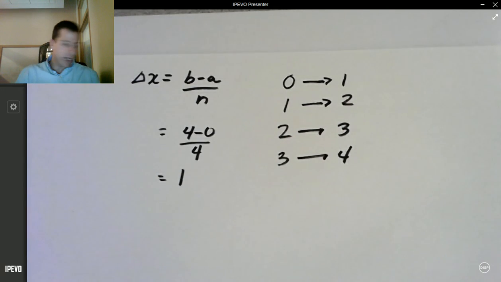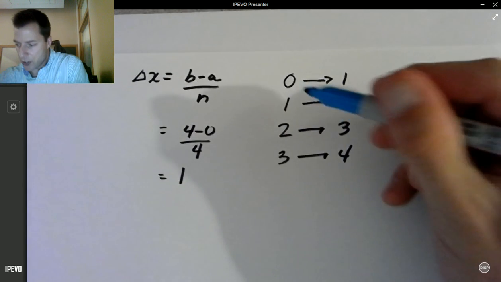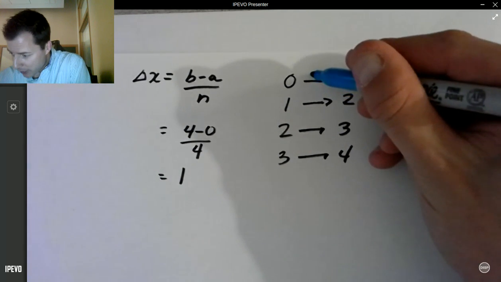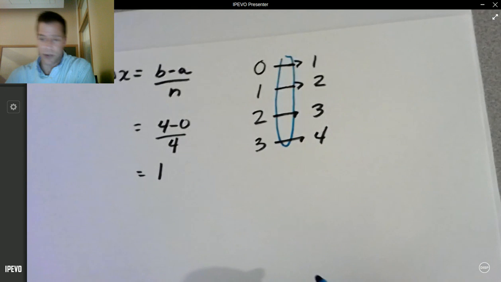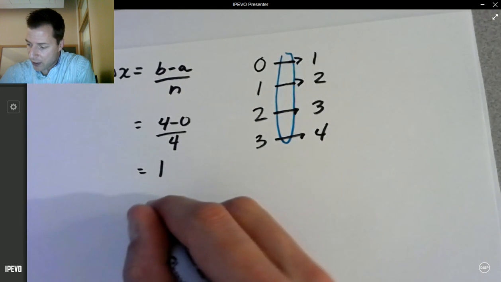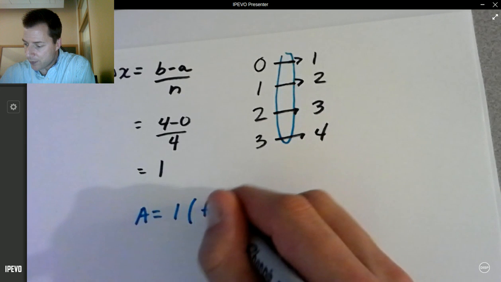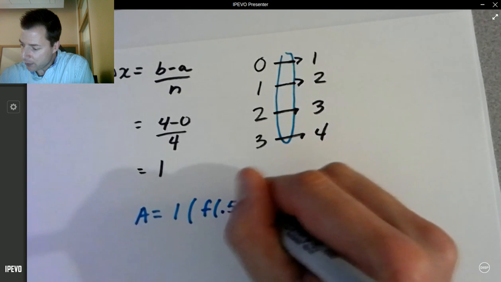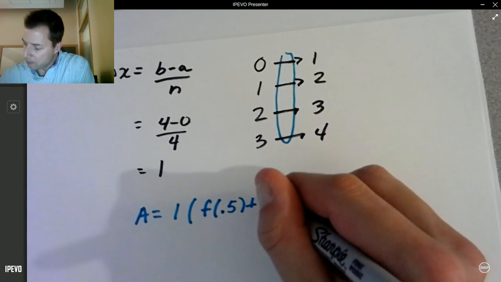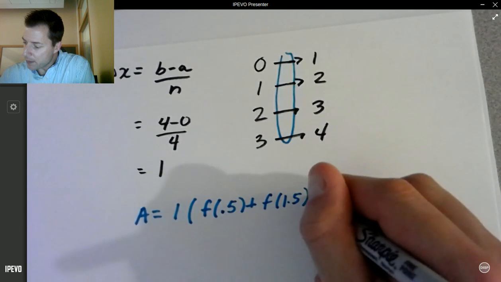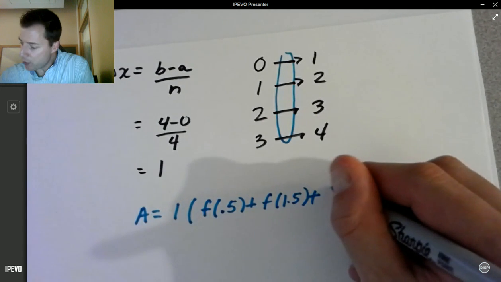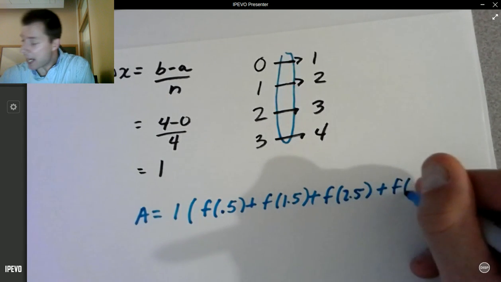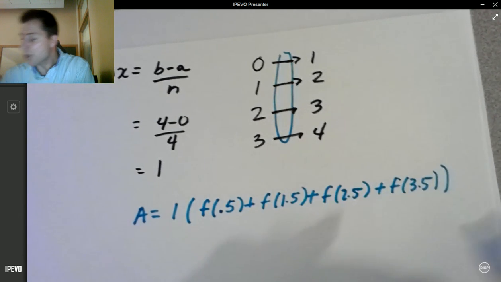Video 1 was using these values, video 2 was using these values, and video 3 is the halfway mark of each of those values. So watch the area. The area here is going to be 1 times f of, what value do I use? Halfway between 0 and 1 is 0.5, plus halfway between 1 and 2, 1.5, plus halfway between 2 and 3, 2.5, and halfway between 3 and 4 is 3.5. So that's where I get the heights of each of those rectangles.